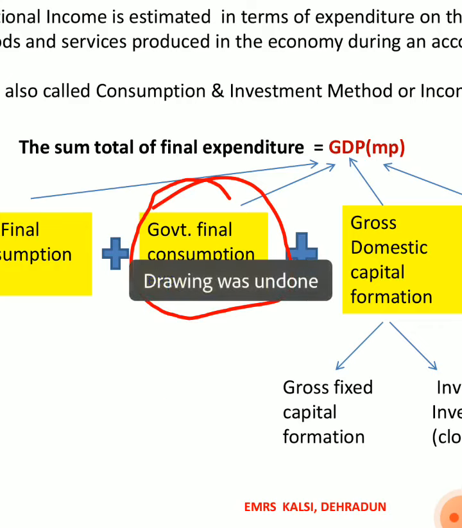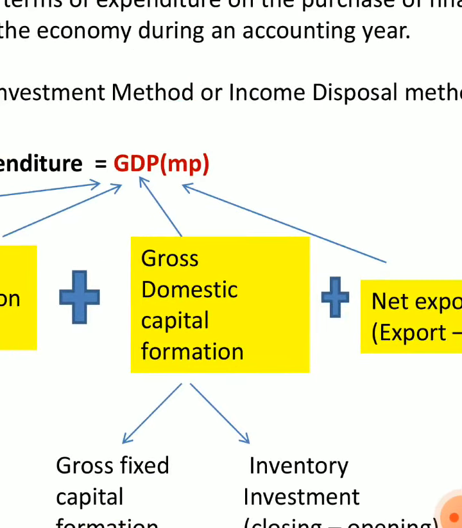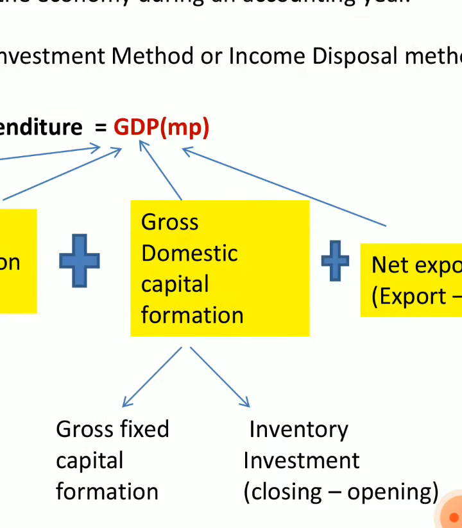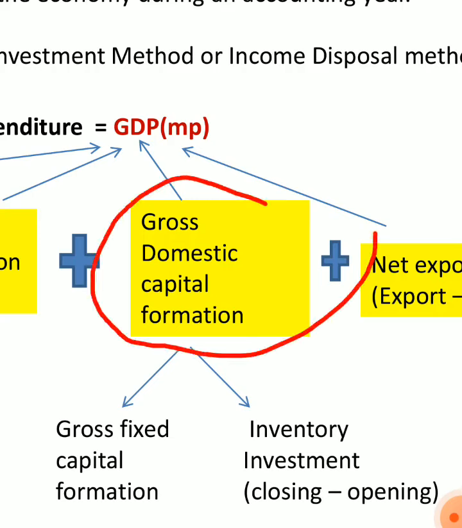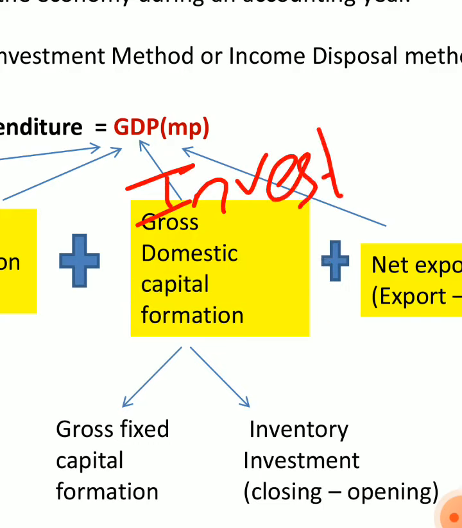Now the households have made expenditure, the government has made expenditure. What is the next thing? The businessman, a company making expenditure. How will we add that expenditure? By the name of gross domestic capital formation, which is also called investment, and it is denoted by capital I.